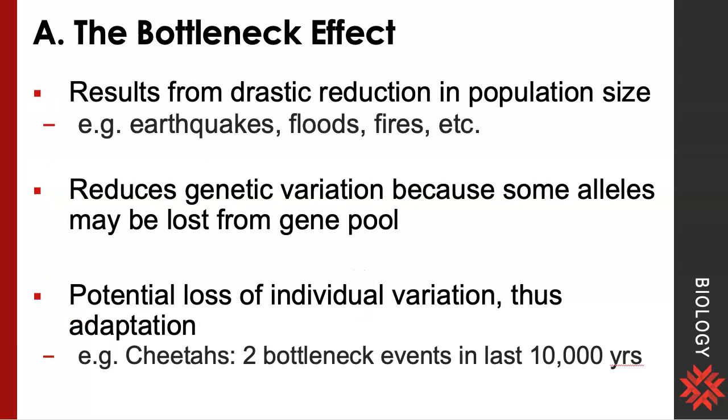The bottleneck effect is when you have a drastic reduction in your population size that's normally resulting from some sort of natural disaster. So something like an earthquake or a flood or a fire. And the result is that the population that's left over is going to have a different gene pool. So you're not going to have those same allele frequencies as the original population. You might even lose some of that genetic variation. So some alleles that you had in that parent population might have gotten wiped out so that those alleles aren't remaining within the gene pool.